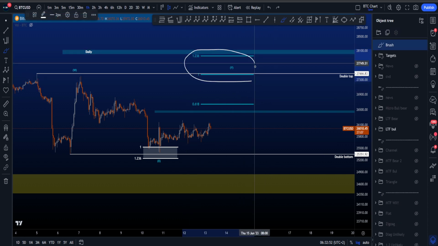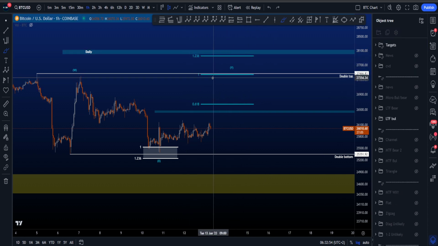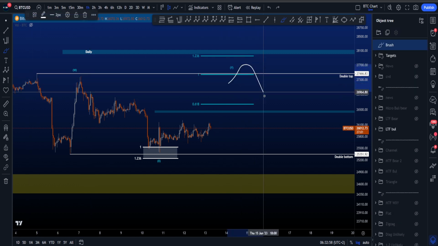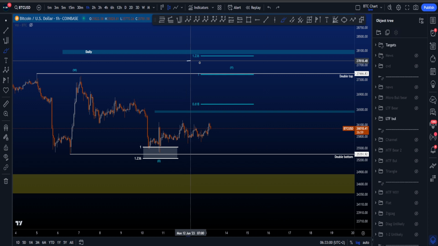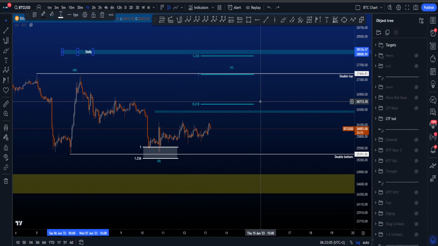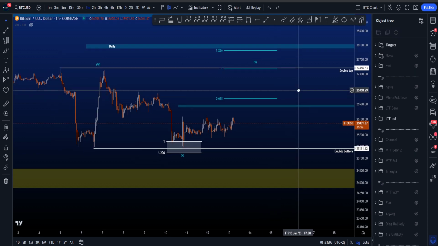And what I like about this area over here is that the 1-to-1 has very nice confluence with the double top that we have for maybe a liquidity grab and then a continuation to the downside, and the 1.236 has confluence with the blue target box, which is sitting between 28k and 28.1k.